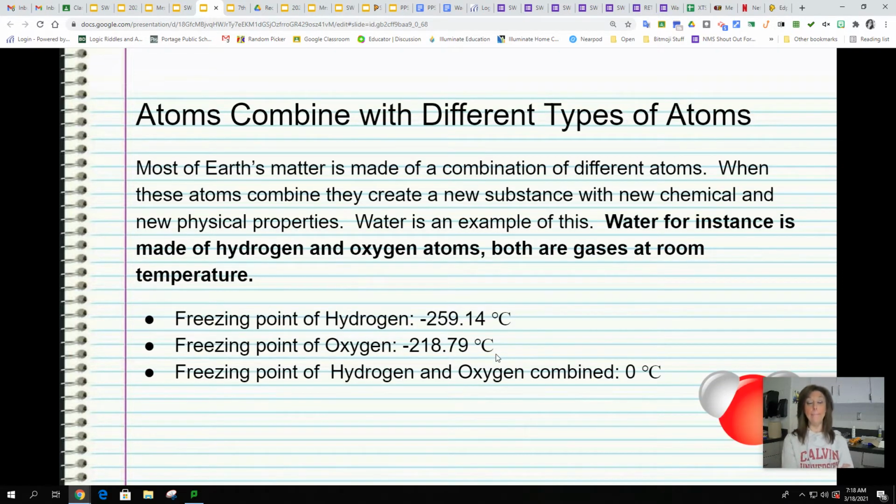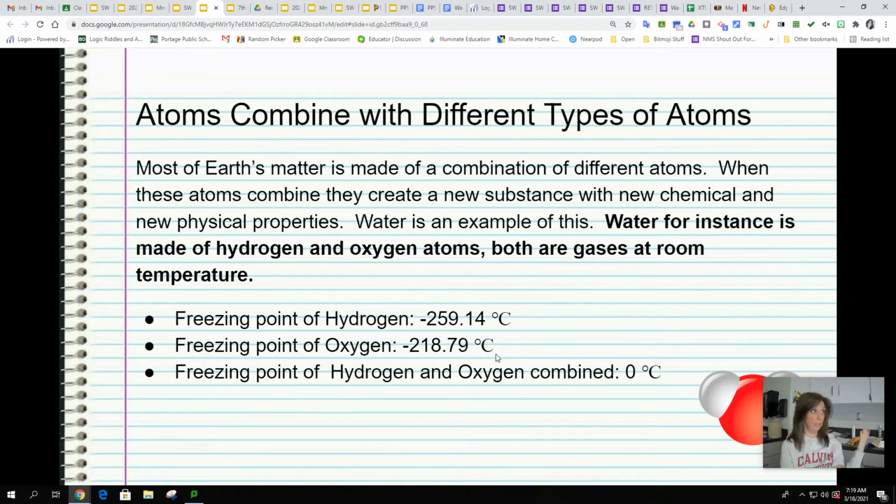All right, but many things on Earth and most of Earth's matter is made up of a combination of different atoms to make compounds. So when these atoms combine, they're going to create a new substance with new chemical and new physical properties. Water is an example of this. Water, for instance, is made up of hydrogen and oxygen atoms. We know it's H2O. Both of those, hydrogen and also oxygen, are gases at room temperature.